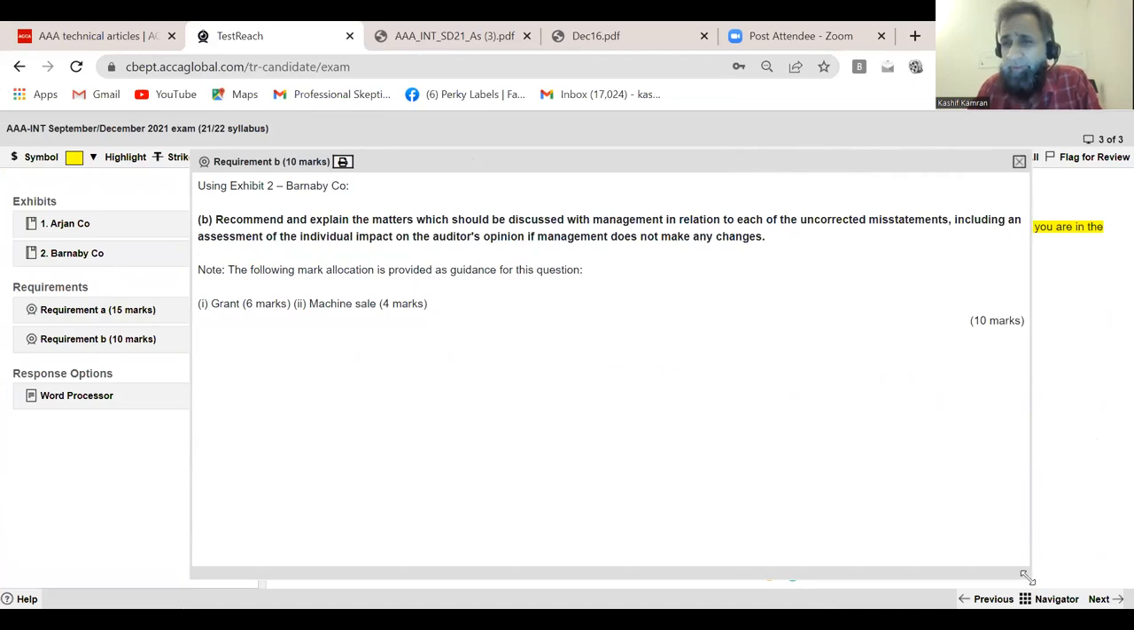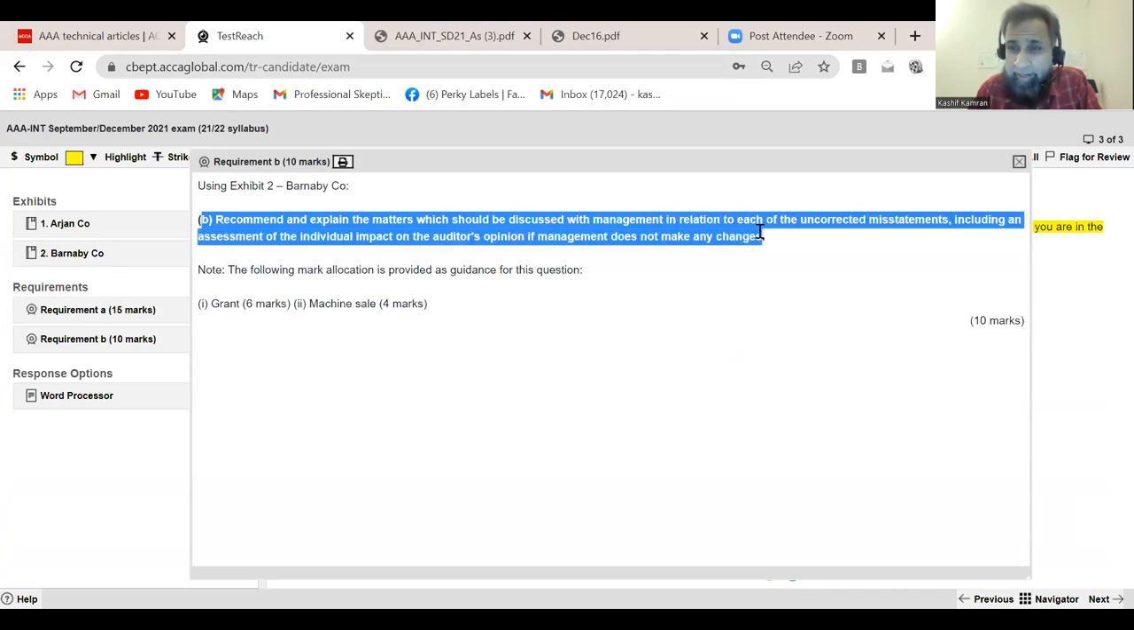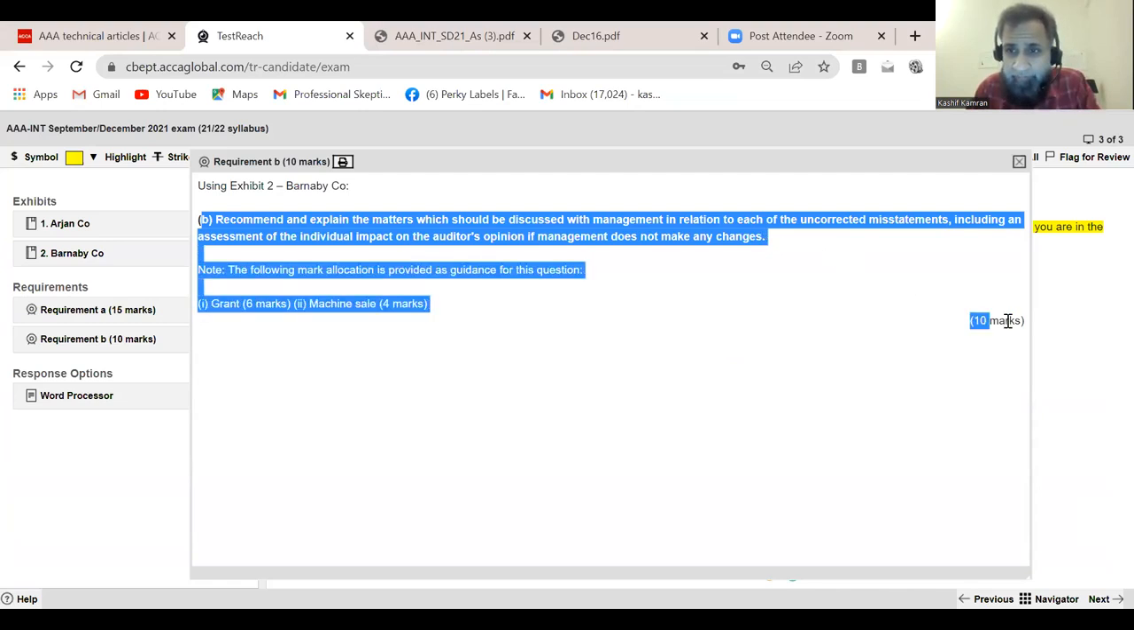Typical requirements, multiple times in the past papers. Favorite question of the examiner on reporting. Recommend and explain the methods which should be discussed with management in relation to each of the uncorrected misstatement, including an assessment of their individual impact on the audit opinion. Individual, not aggregate, individual impact if the management does not make changes. 10 marks, where the examiner is saying there are 6 marks for grant and 4 marks for machine.